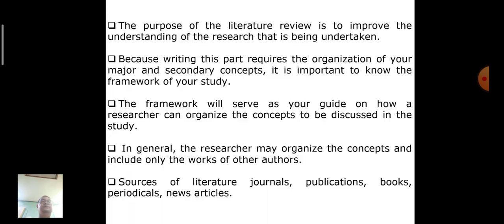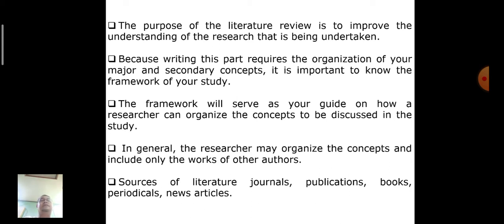So let's proceed. The purpose of a literature review is to improve the understanding of the research that is being undertaken. That's the purpose of the literature review, to make people understand. That's why you have a lot of studies in the past, and lots of findings coming from different authors on the topic that you have chosen to research.